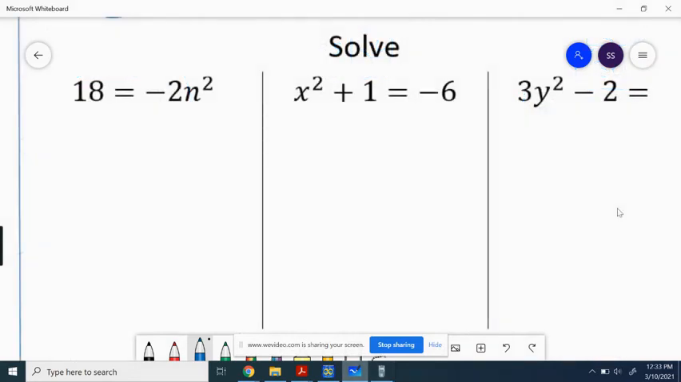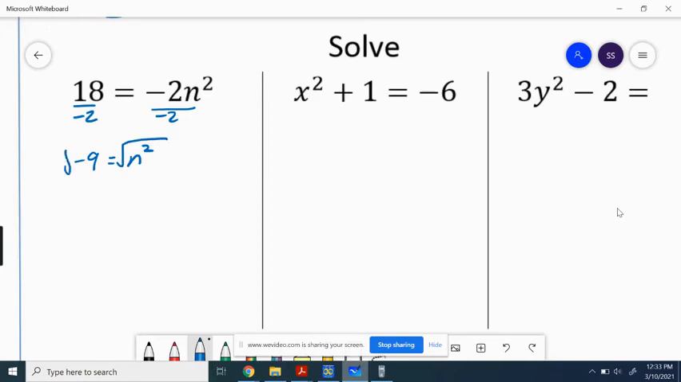All right, now let's look at some equations where we might get some imaginary numbers as our answer. So for this first one, 18 is equal to -2n squared. First thing I want to do is get the n squared by itself, so I'm going to divide both sides by -2. And I'm left with -9 is equal to n squared. I want to get rid of this n squared, so I'm going to do the inverse operation of squaring, which is taking the square root.